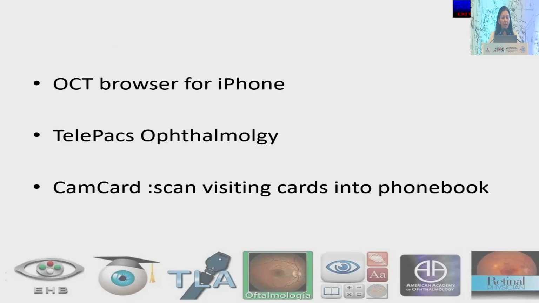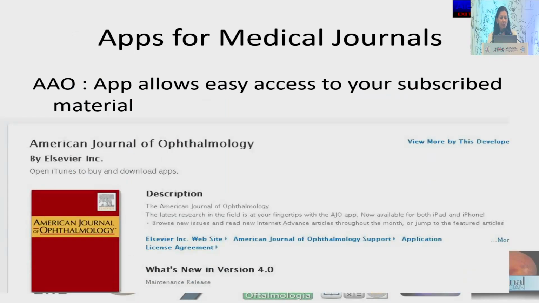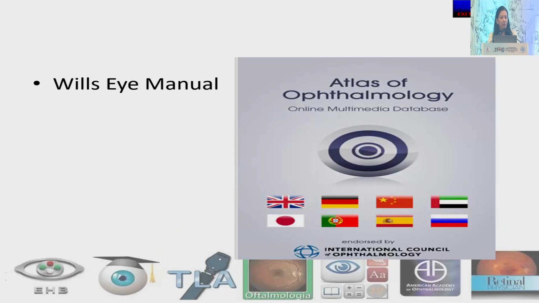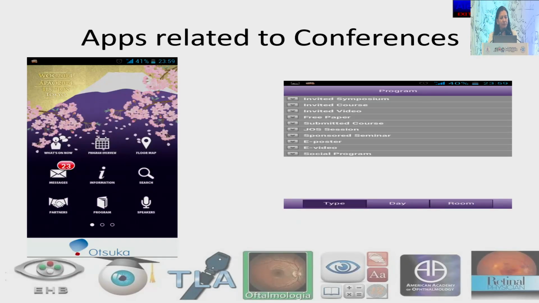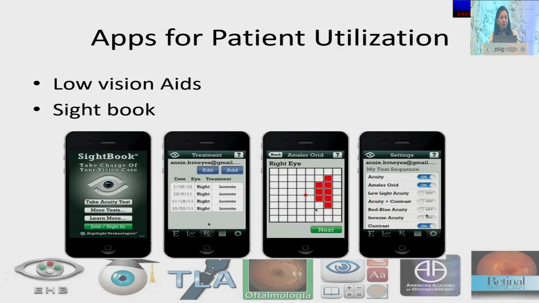OCT browsers are available, CAM cards are available, which you will just scan and convert a piece of paper into digital data. Epocrates and Skyscape help you with your medication. With Epocrates, you can just have a quick look at whatever medicine you are planning to use. Apps for medical journals are also now there. We have our own IJO on the app. Apps related to conferences, we have all the data of our conference on the app, so you can see which sessions are going on and plan accordingly.